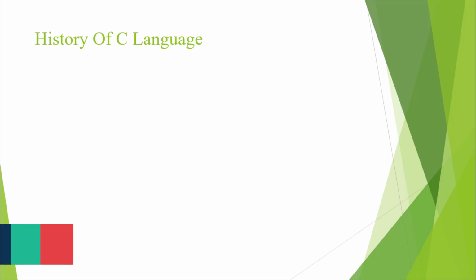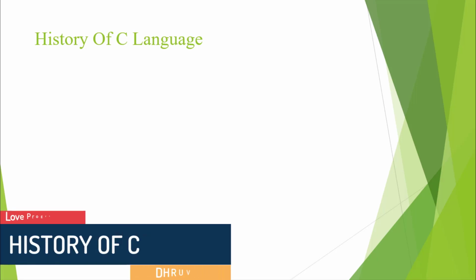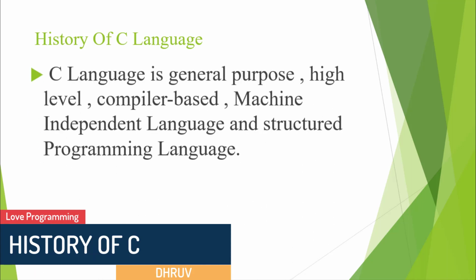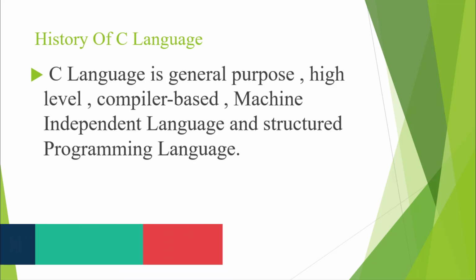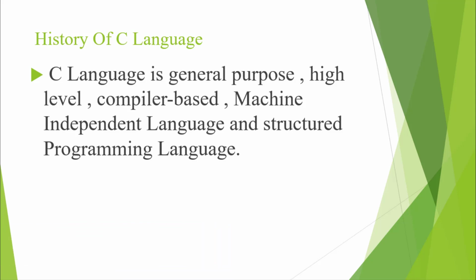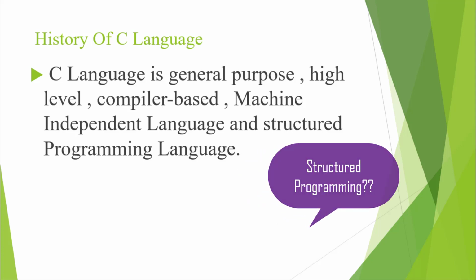Hello guys, in this video we are going to discuss the history of C language. As you know, what is C language? C language is general purpose because it provides multiple uses, high level because it is more human readable, compiler based because we need converter software to convert it into binary language, machine independent, and structured programming. So why C is structured programming, that we will see in this video.